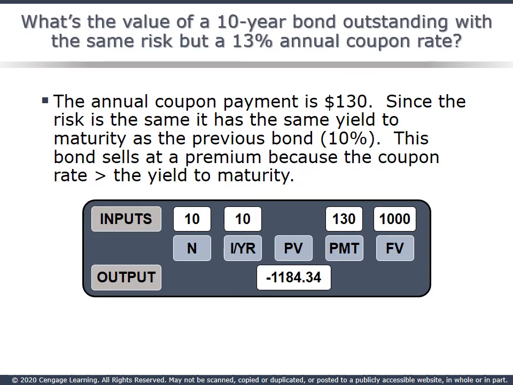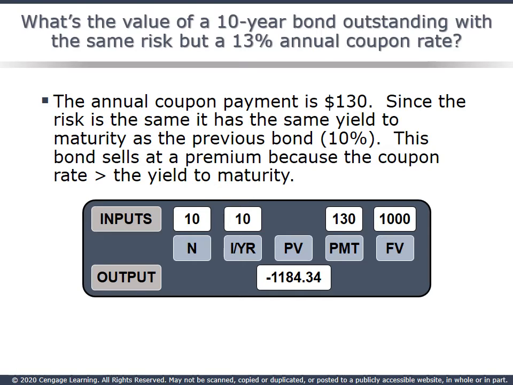Here we have what's the value of a 10-year bond outstanding with the same risk. In other words, the yield to maturity is still 10%, but this bond has a 13% annual coupon rate. So the only thing that changes is the payment. The coupon payment will be $130 every year for 10 years. At the end of year 10, not only do we receive the $130 if we invest in this bond, but we also receive the return of the par value.